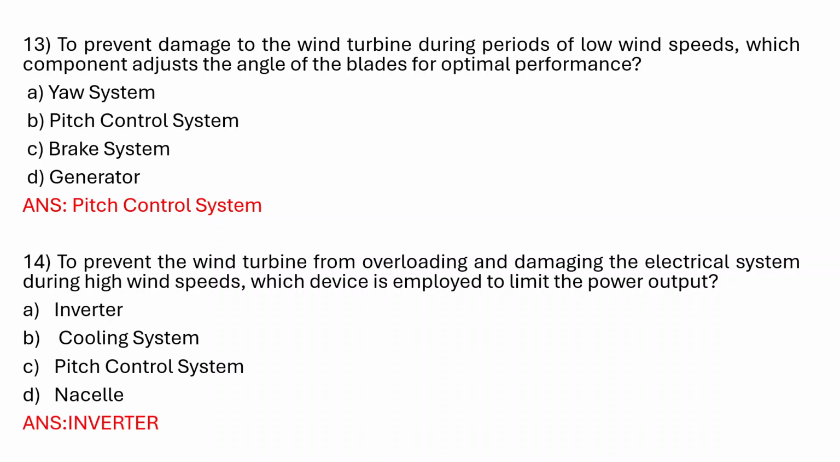The first option here is the inverter. No. What will the inverter do here? It will manage the electrical output by switching. If the output is getting higher, it will limit it by closing the circuits.